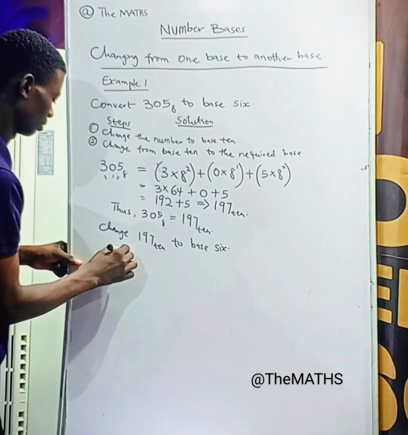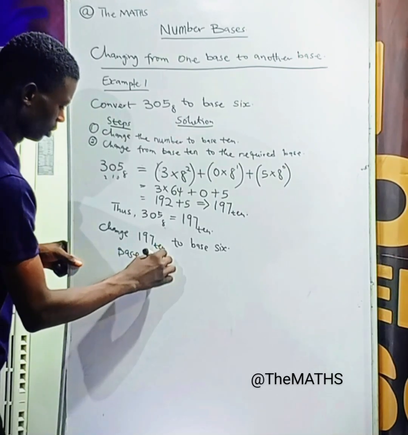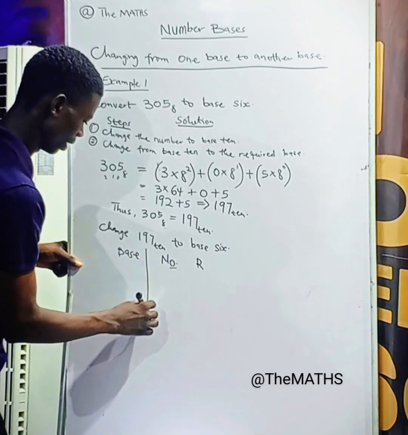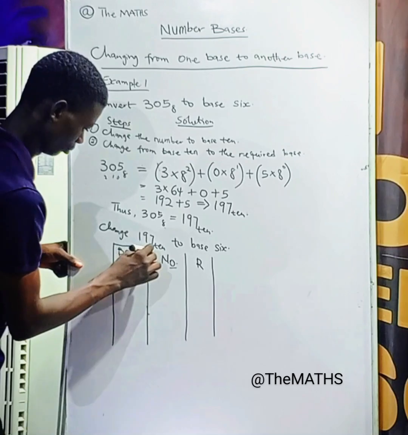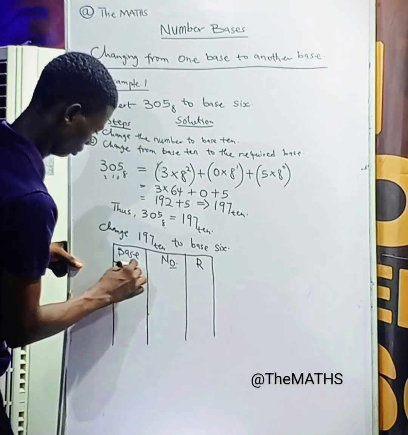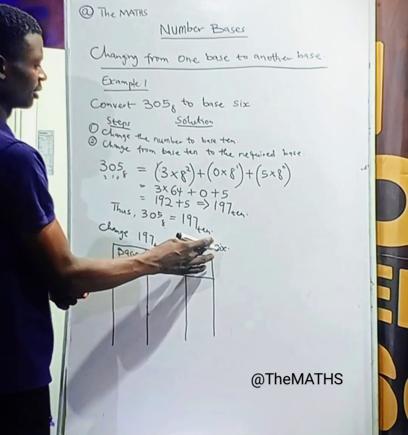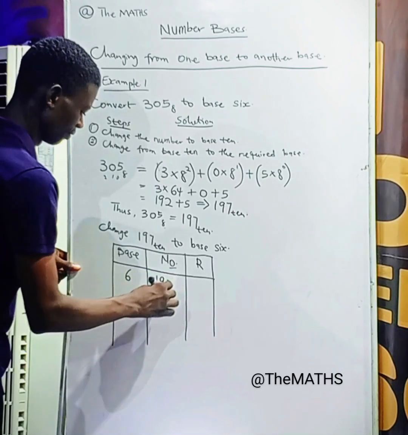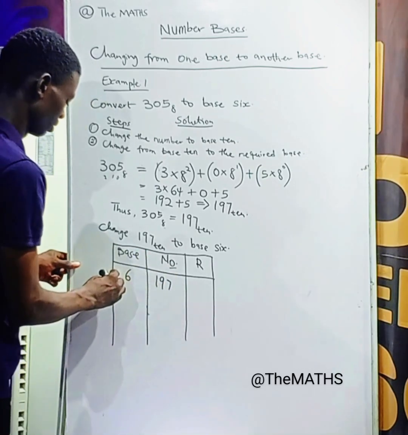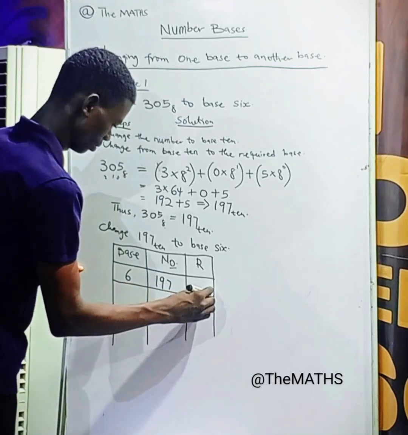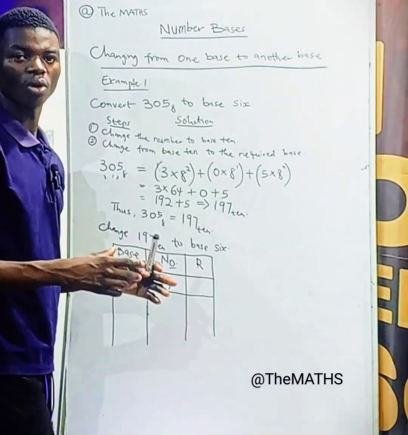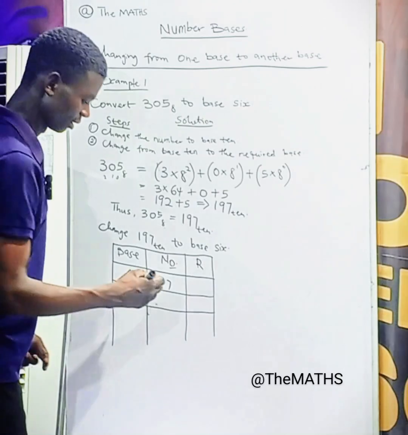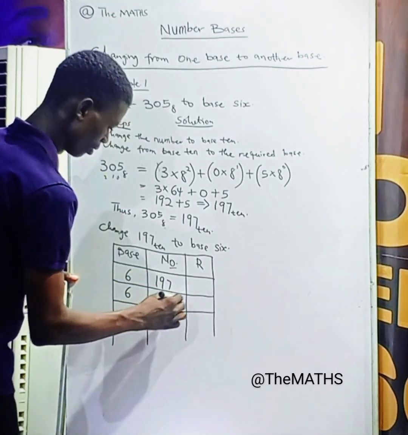We write the base, the number, and the remainder. You rule your line neatly. So the required base we are changing to is base 6, and the number given to us is 197 in base 10. So you ask yourself, how many times will 6 go into 197? 6 will go into 197 32 times, remainder 5.